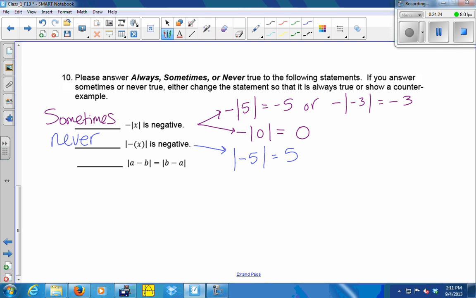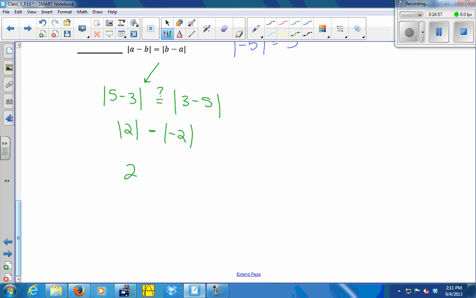All right, how about the absolute value of a minus b equals the absolute value of b minus a? Always, sometimes, never. Always. So if we pick some examples just to try it out, we could do the absolute value of 5 minus 3. Does that equal the absolute value of 3 minus 5? On the left, we get positive 2, and on the right, we get negative 2. But both sides are an absolute value, which means both sides are 2 and they are equal.